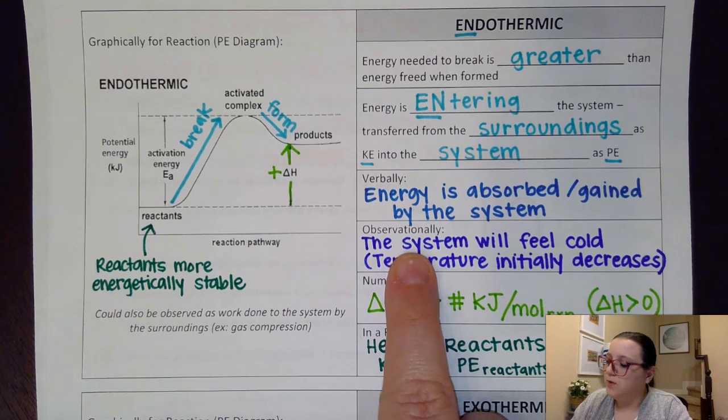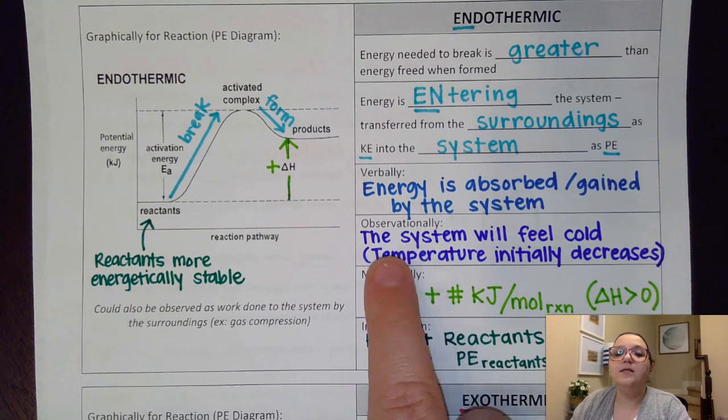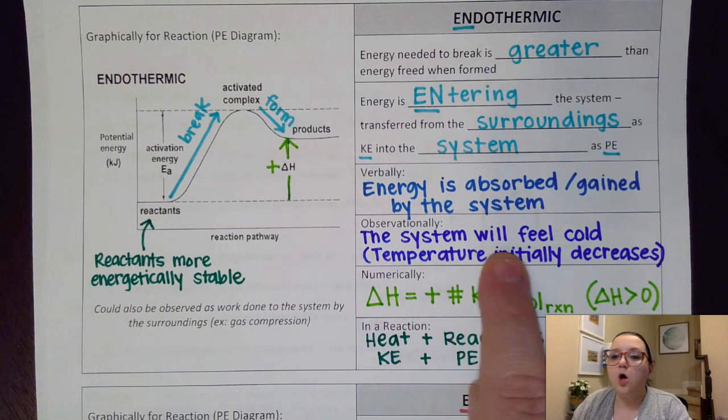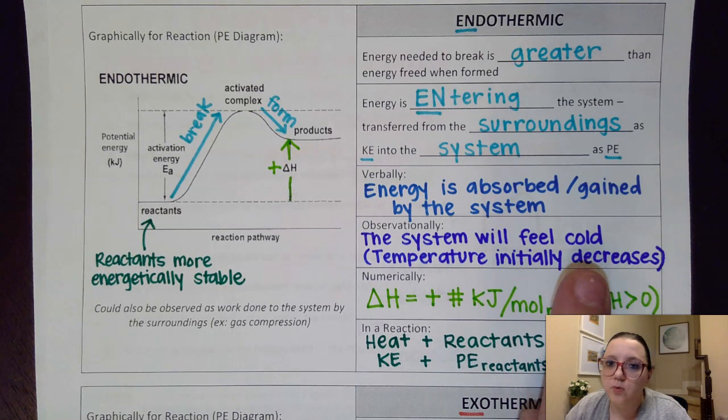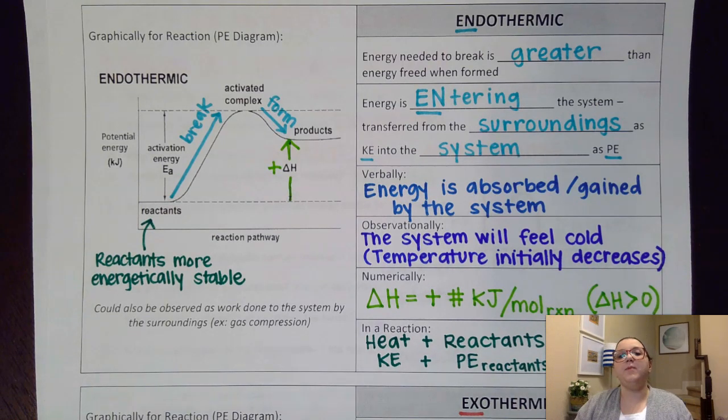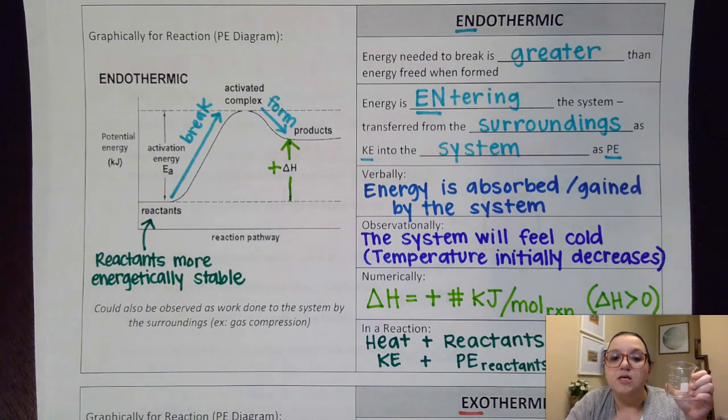Observationally, this is the one that always catches everybody. The system will feel cold to the touch. And I know some of you are thinking, how in the world is that possible? Well, think about it. The problem here is that I'm transforming energy into a different form that can't be felt. It's not that I'm adding more kinetic energy and so things are getting hotter, but I'm taking kinetic energy and transforming it into potential energy in that reaction that cannot be felt.